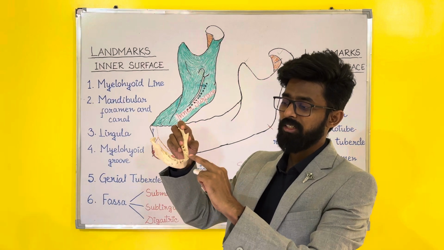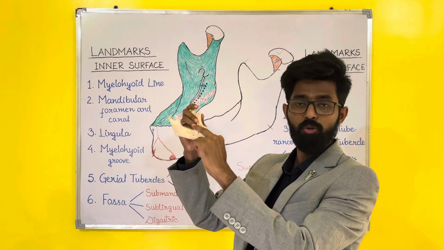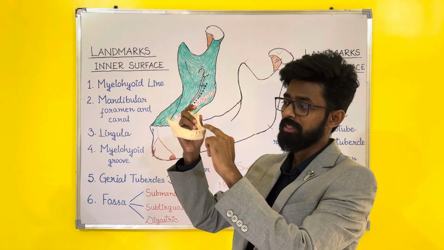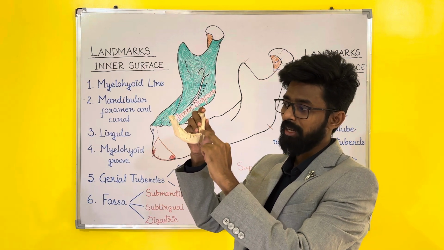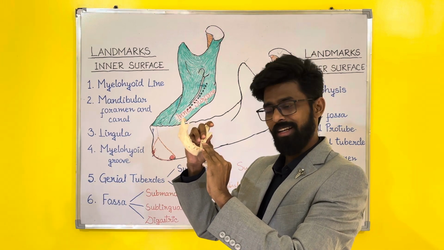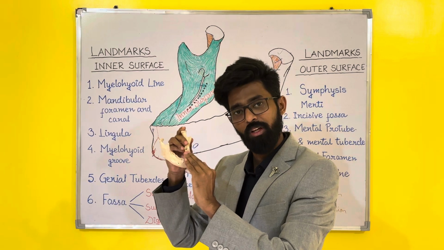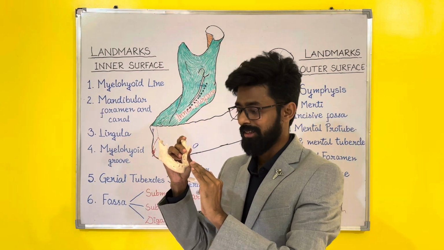This region, the superior border of the body of mandible, this is superior border, meaning the border which is above. The superior border of the mandible is called the alveolar crest or alveolar ridge, which houses all the teeth, the lower teeth, the mandibular teeth set, right?